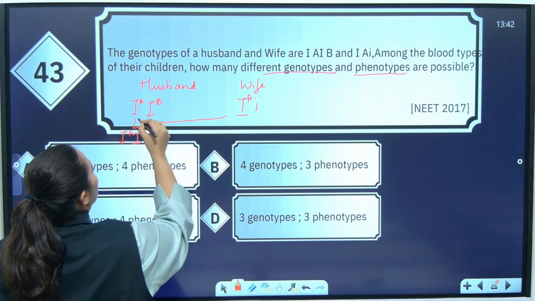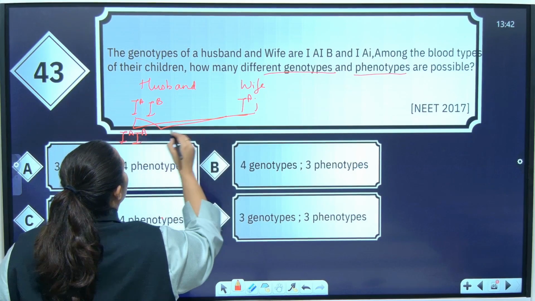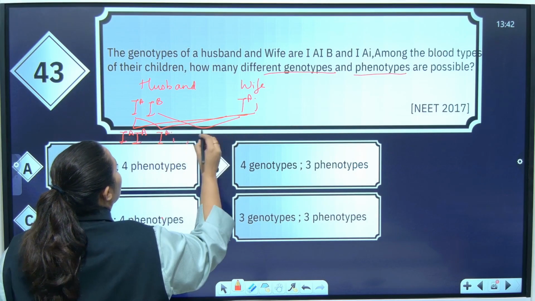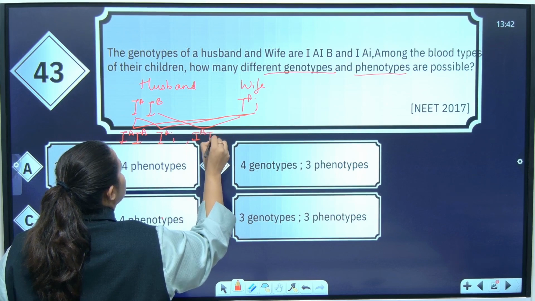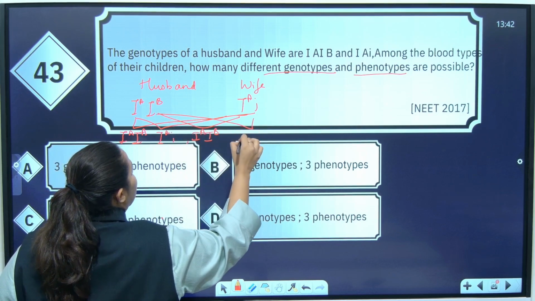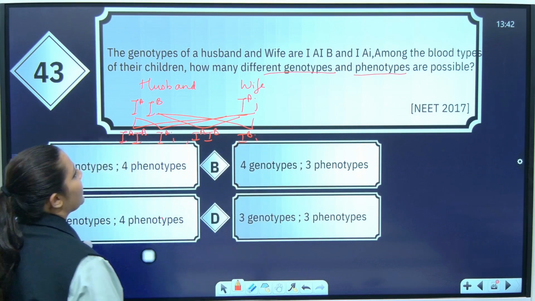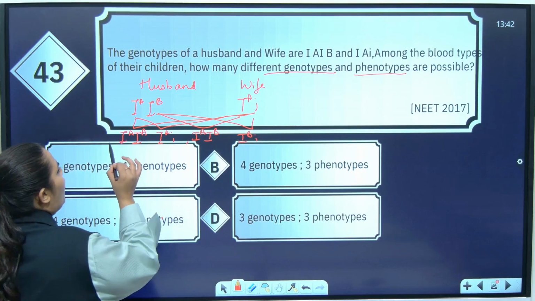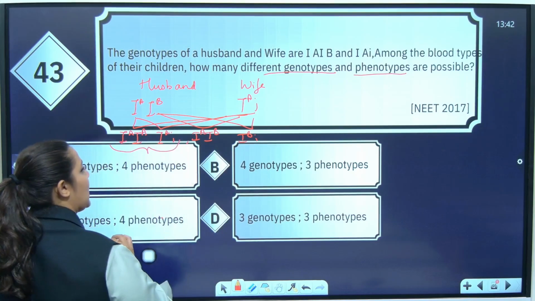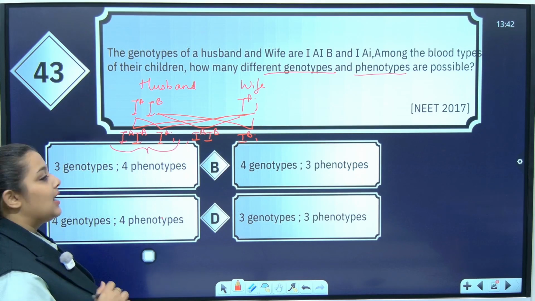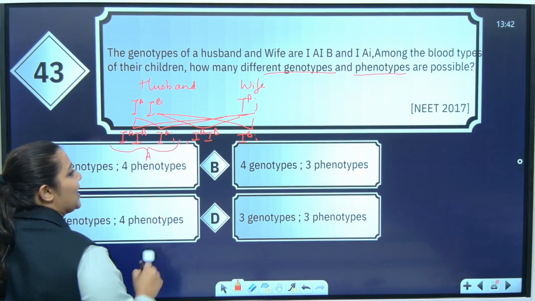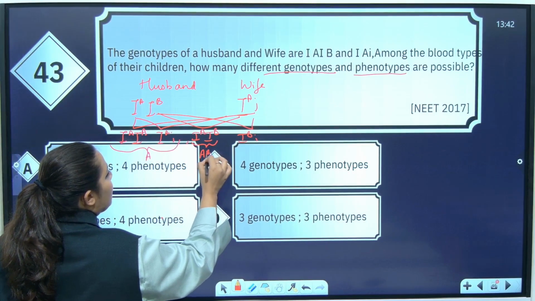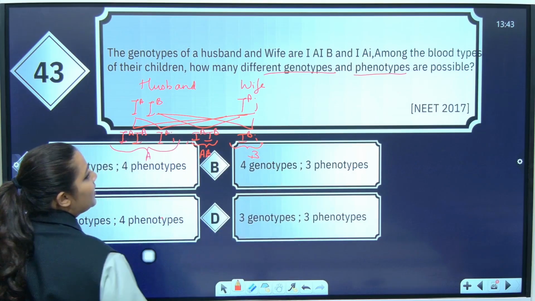IA, IAI, okay, IAIB, and IB. Is this very clear? Okay, now both of these, IAIA and IAI, can account for blood group A. This one is for blood group AB and this for blood group B.